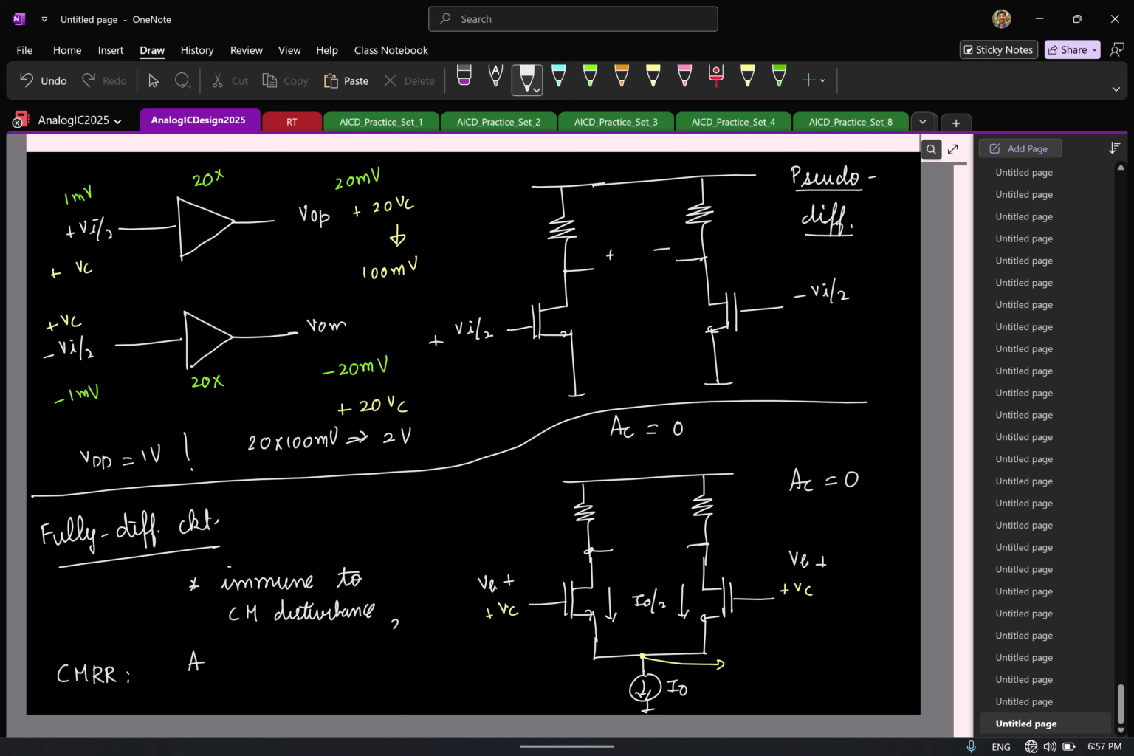Again, the definition is the same. It's the differential mode gain divided by the common mode gain. You take the magnitude and show it in dB.